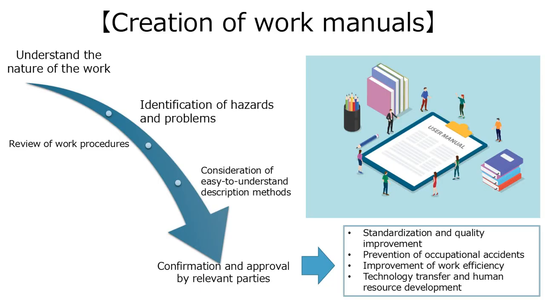We consider safe and efficient work procedures and identify the necessary facilities and equipment. Once the procedures have been reviewed, we will consider how to describe them in an easy-to-understand manner, and create a manual. The key point is to provide clear explanations using diagrams and photographs so that workers can understand the procedures without confusion. After the manual is created, it is checked and approved by the supervisor and other relevant personnel.